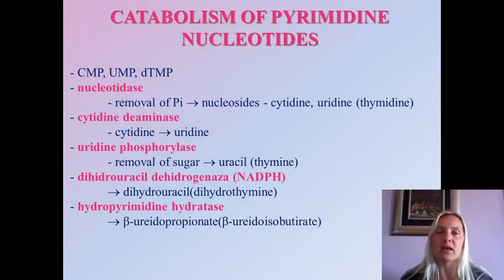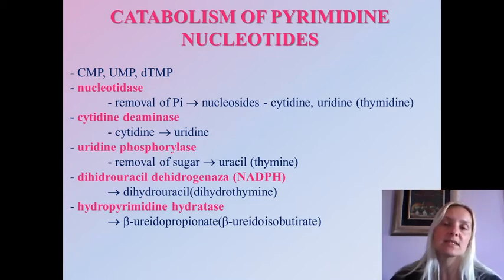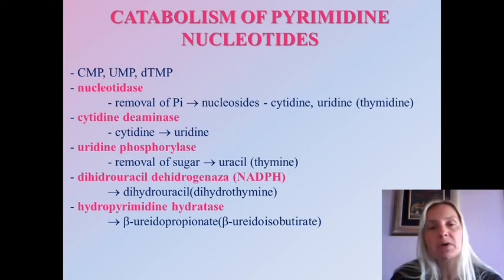So what about the catabolism of pyrimidine nucleotides? So pyrimidine nucleotides like cytidine monophosphate, uridine monophosphate, and deoxythymidine monophosphate can be subjected to catabolic pathways, and there are several enzymes, and you can see some of them listed here and some of them are going to be listed in the next slide, involved in such a catabolic process. So the first enzyme is nucleotidase, which is actually responsible for removal of phosphate group, thus forming nucleosides. Cytidine, uridine, or thymidine.